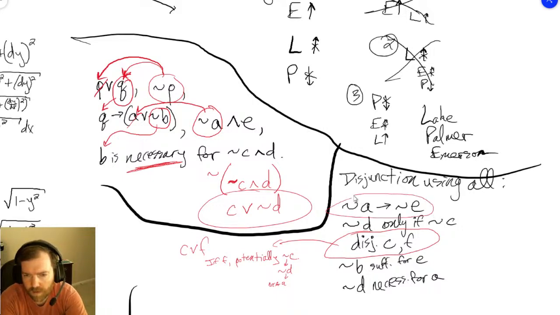Contrapositive. E also implies A. Not B is sufficient for E, and there's no other B anywhere else.